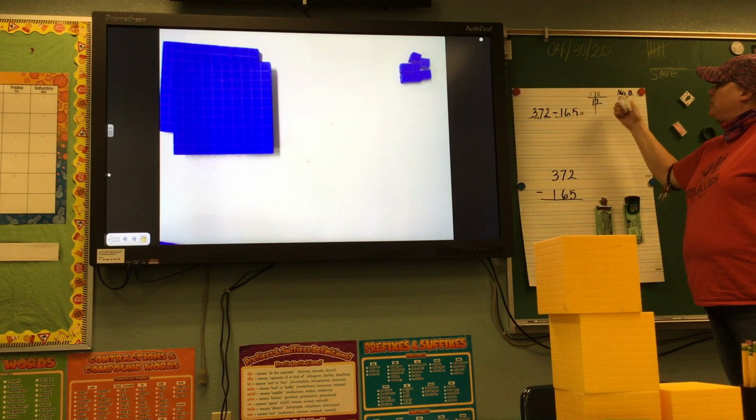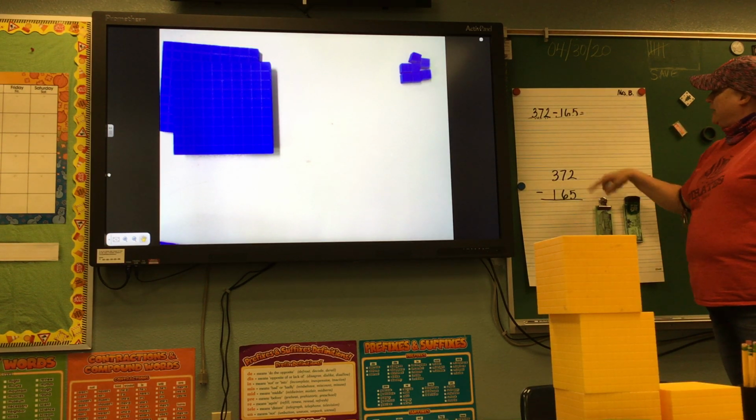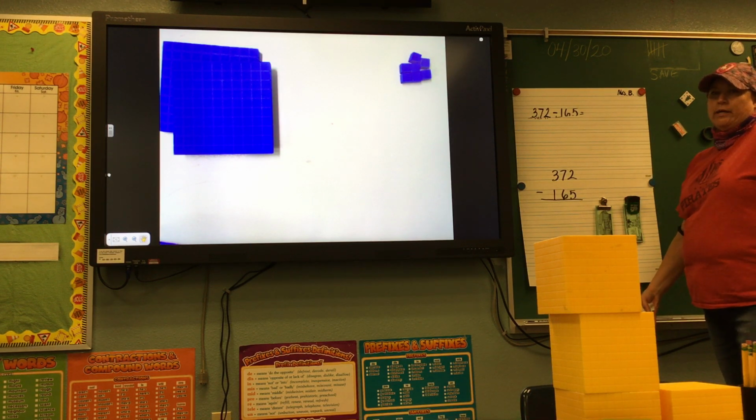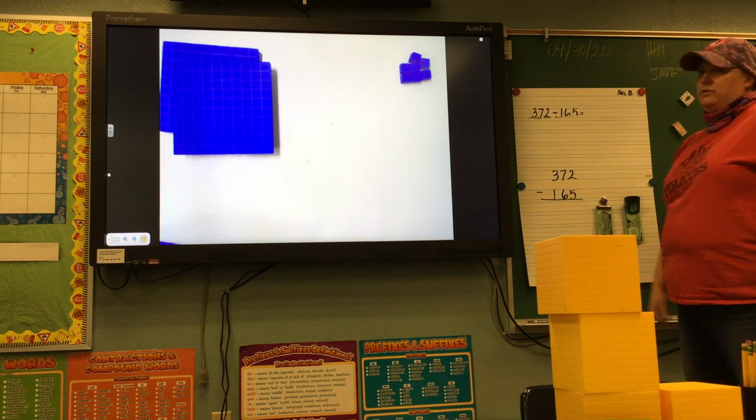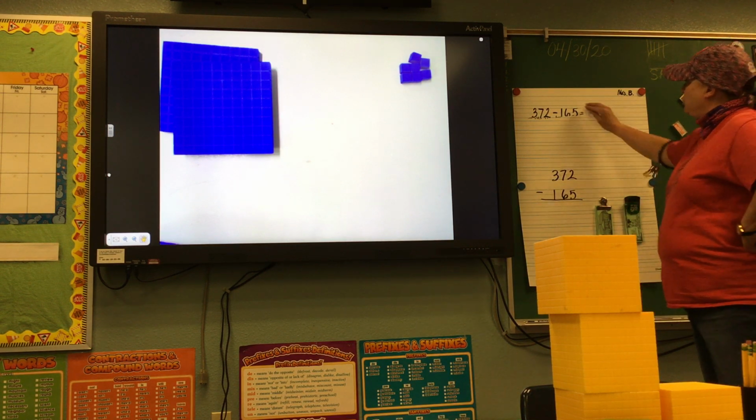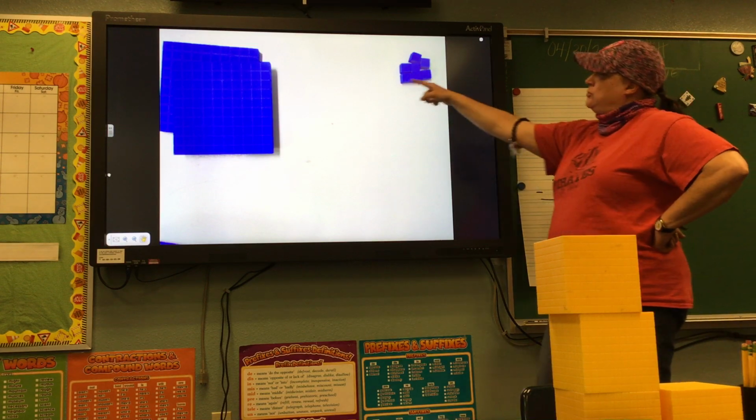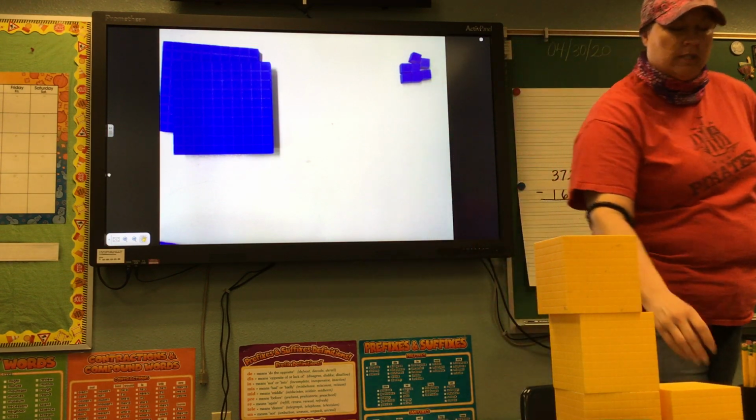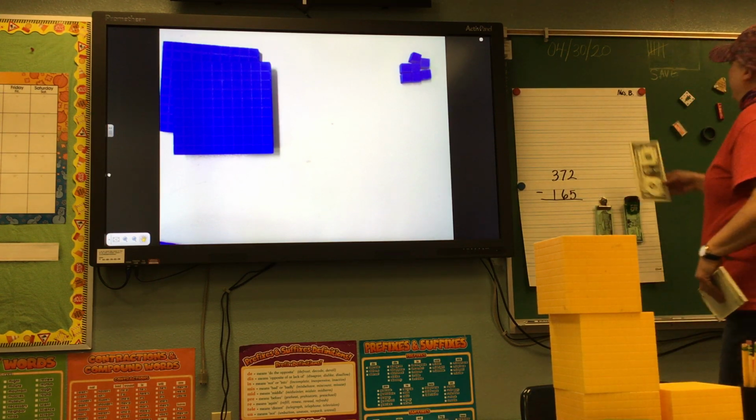There's nothing here that tells me I can't rewrite this problem so that I can work with it. I'm just going to rewrite it down here somewhere else. If you have scratch paper or a place on the side of your paper, you can rewrite this problem if you need to. Okay, I'm going to show you a different way to tackle a problem like this. This time I'm not going to be using the base 10 blocks. I'm going to be using actual money to talk about it.